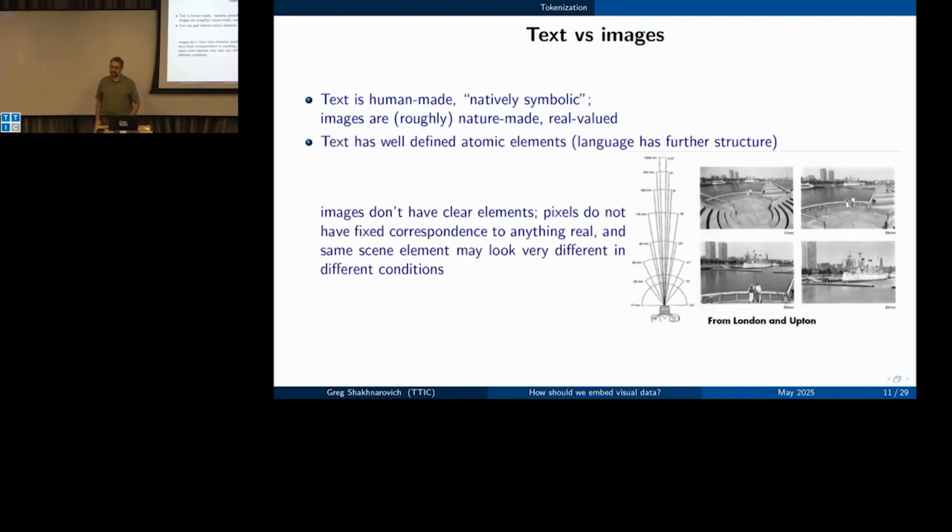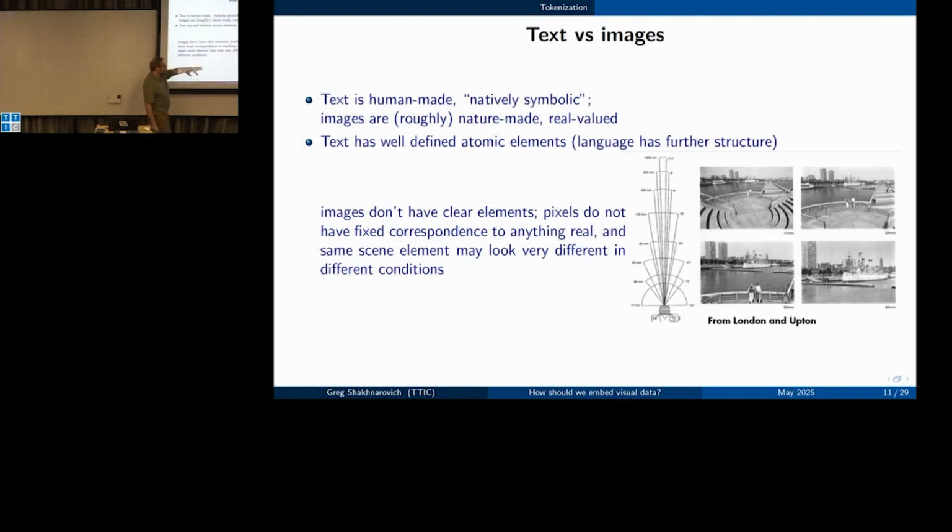More important is that there is inherent variation in images which doesn't exist in text. A symbol always means the same thing, which is what makes it a symbol. It doesn't matter how it's represented, it's the same symbol. A pixel in the image does not always mean the same thing.